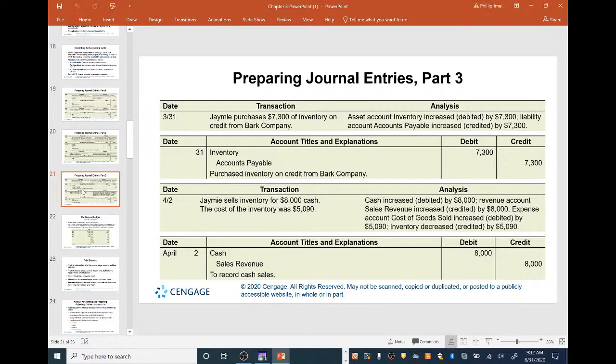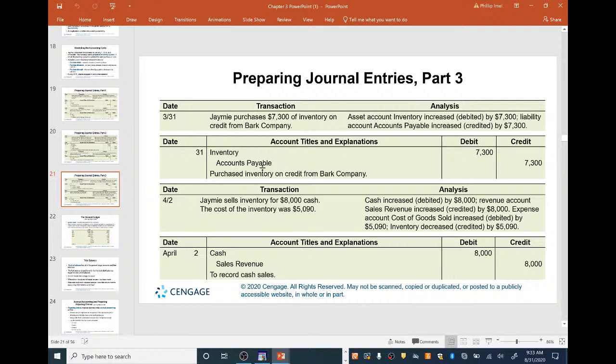So let's say now on March 31st, the transaction is that Jamie purchases $7,300 of inventory on credit from Bark Company. So Jamie's receiving an asset of inventory of $7,300, right? So she's going to debit inventory because remember, assets are debits to increase. We're receiving it, so we're increasing the inventory account, debiting it $7,300. And remember, we've incurred a liability because we did it on credit from Bark Company, right? So we still owe Bark for the inventory they gave us.